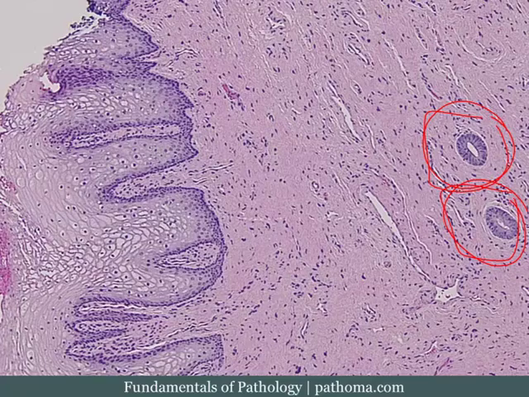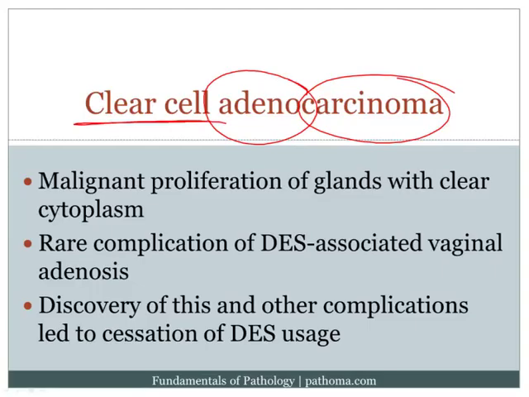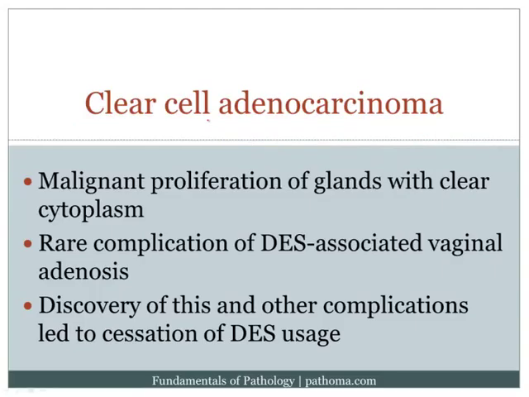Now, adenosis wouldn't be that big of an issue, but the key problem is that adenosis can lead to another complication, which is called clear cell adenocarcinoma. Carcinoma, of course, refers to a malignant proliferation of cells. Adeno refers to the fact that those cells are forming glands, and clear cell tells us that they have a clear cytoplasm. Essentially, the complication of adenosis is that women could develop clear cell adenocarcinoma later on in life. This is a rare complication of DES-associated vaginal adenosis.